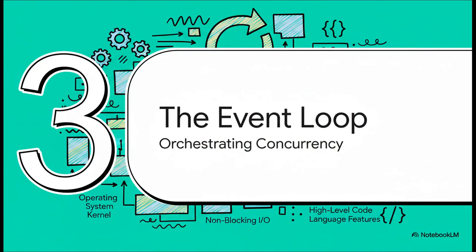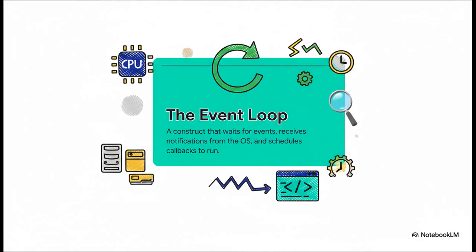Okay, with that kernel foundation solidly in place, let's pop back up into user space and see how runtimes like Node.js actually build on top of these powerful OS features. And that brings us to the event loop. The event loop is really the heart and soul of the asynchronous model. The best way to think of it is as a central traffic controller.